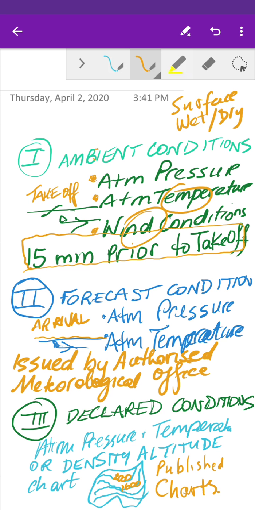All right, so there's 3 new terms for you: ambient conditions, forecast conditions, and declared conditions.